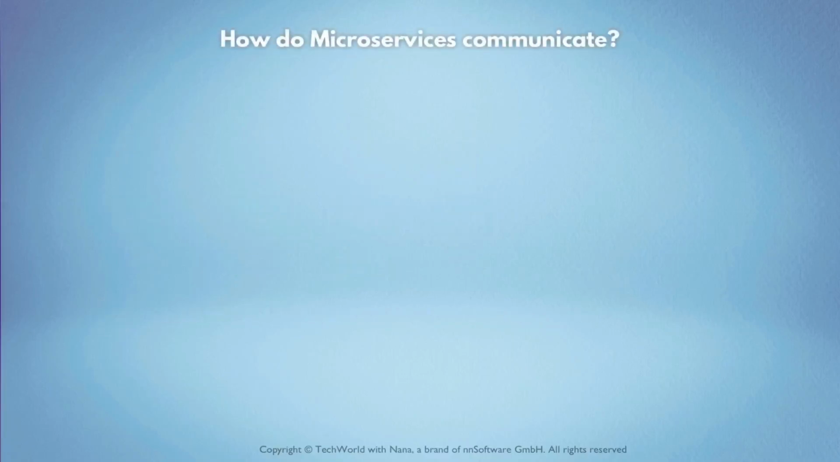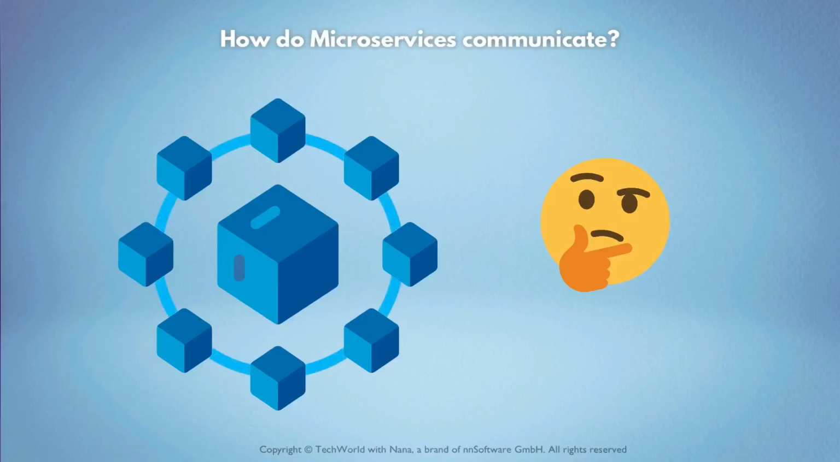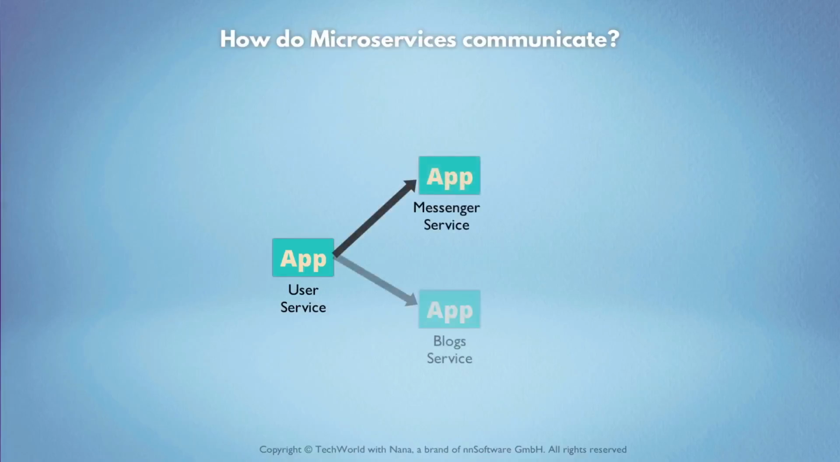Now, you're probably wondering, if microservices are independent of each other, if there is no code connecting them, how are they part of the same application? Because components of an application obviously need to talk to each other, right? Like how would a user account microservice in LinkedIn connect and talk to a messenger or a blog post microservice? Well, there are different ways how that happens.